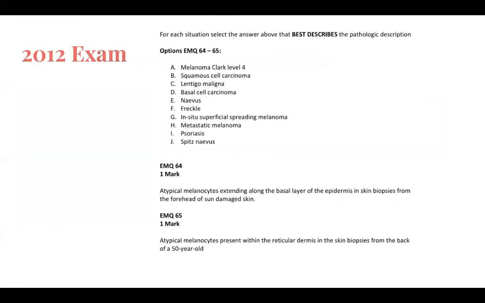So this is an exam question. 64, atypical melanocytes extending along the basal layer of the epidermis in skin biopsies from the forehead of sun-damaged skin. What's that? I think so, C, is it? And then 65, atypical melanocytes present within the reticular dermis in skin biopsies from the back of a 50-year-old.